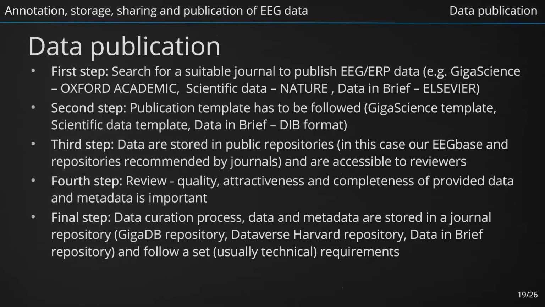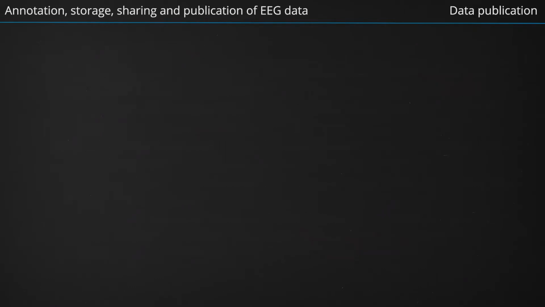The next step is the review itself, usually running in several iterations. Reviewers express their opinion not only on the quality of the concurrent descriptive paper, but also on the quality, attractiveness, and completeness of provided data and metadata. When the data article together with the related data and metadata is accepted for publication, the final data curation service is provided by the publisher.